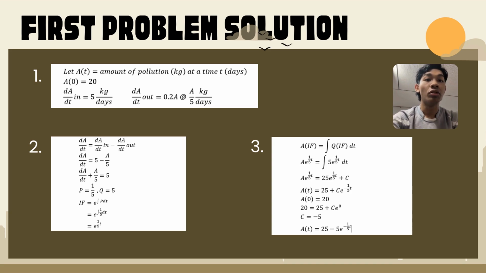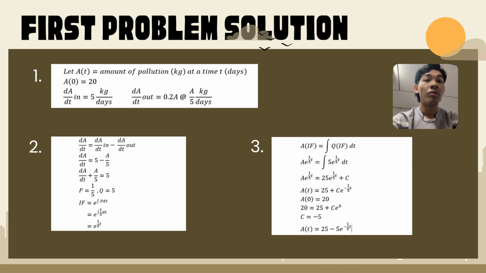So here's the first problem solution. The solution is quite similar to the mixture problem, which is dA/dt equals rate of inflow minus rate of outflow. But this time, we are using the pollution inflow and the pollution outflow in the lake.